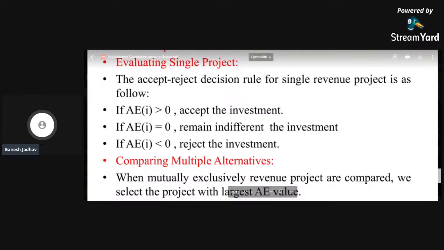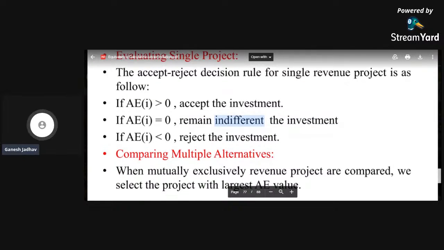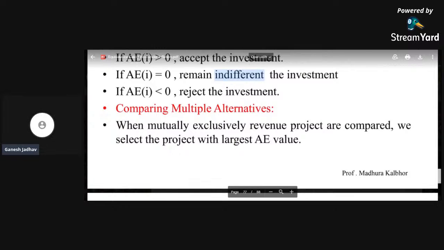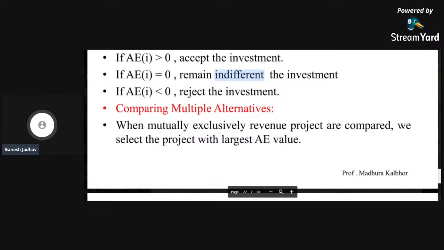Then A is equal to 0. So you can say that you remain indifferent in the investment. So you can say that this is the holding project. Okay. Another one, A is less than 0. So you can say that this is to reject the investment also. Okay. So this is the actual value.